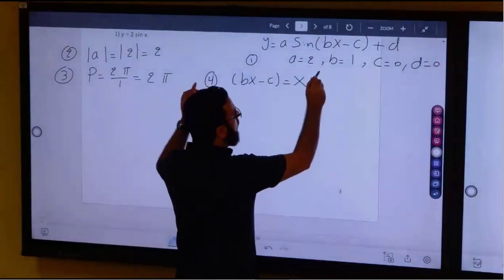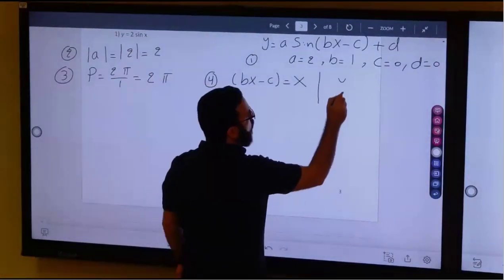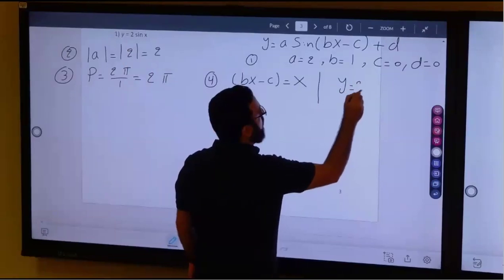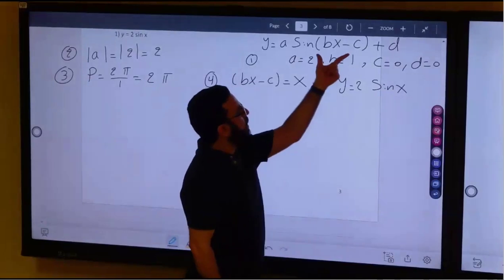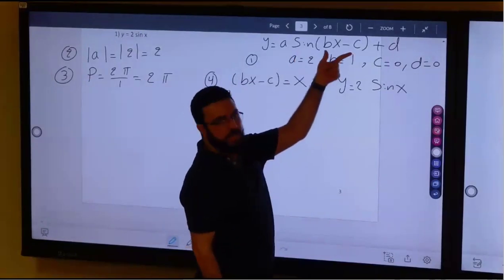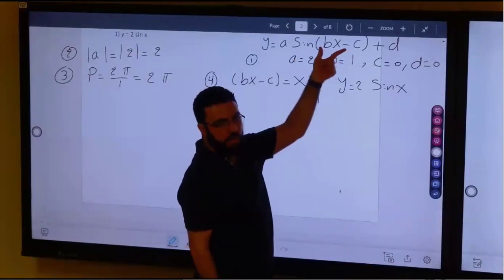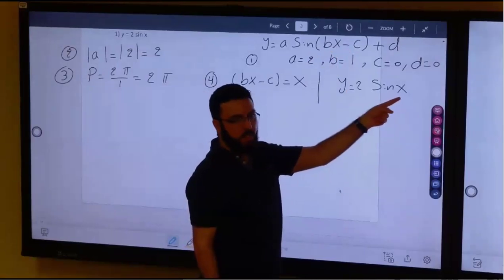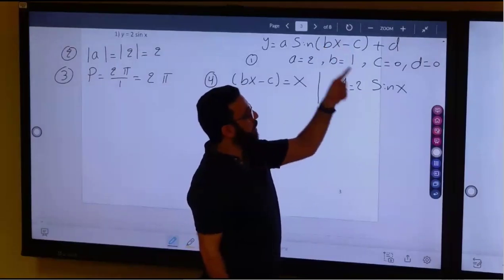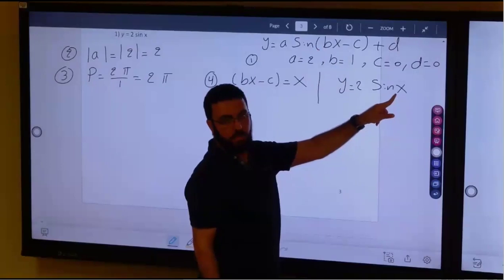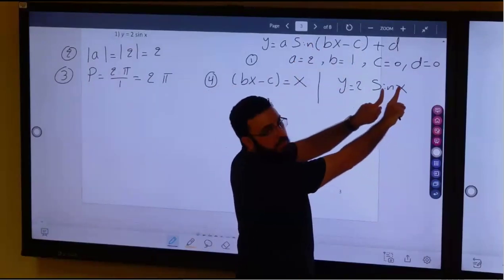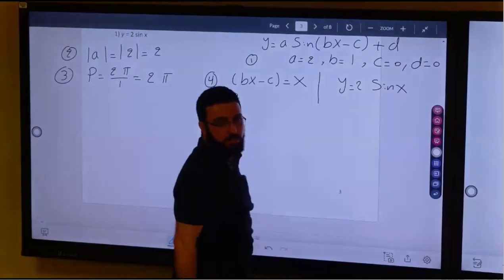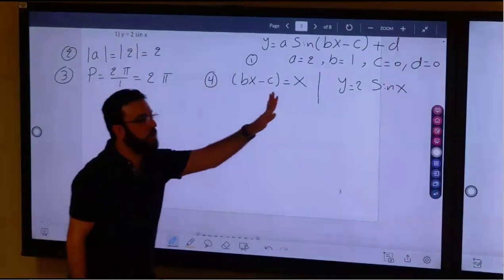Now, our function is y equals sine x. So look here, sine of bx minus c. This is the basis, right? I have sine x. So does that mean the whole part here is equal to x? Yeah. The whole part here is equal to x. That's it. We're not going to use this one.